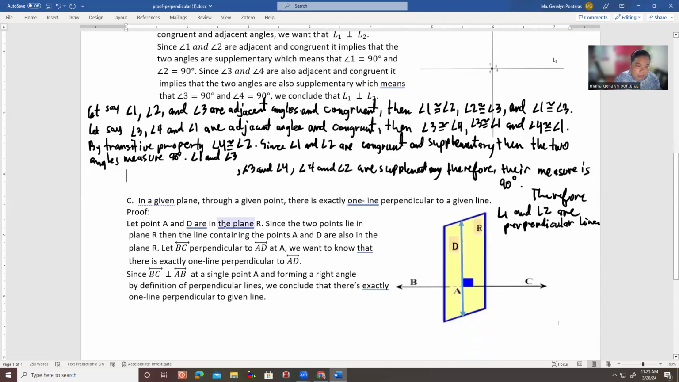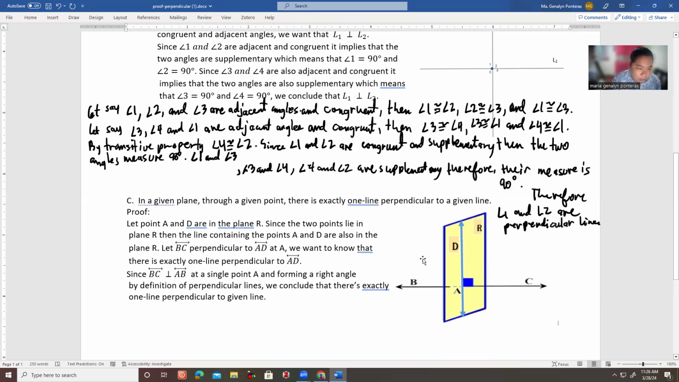So we have a plane here, plane R, and points A and B. The two points A and B belong to plane R, and they are coplanar. B and A form a line, since two points form a line. So you have here line BA, and we have another line outside the plane that intersects plane R at point A. So we have here line BC. If you have line BC here intersecting, there is exactly one pair of perpendicular lines.